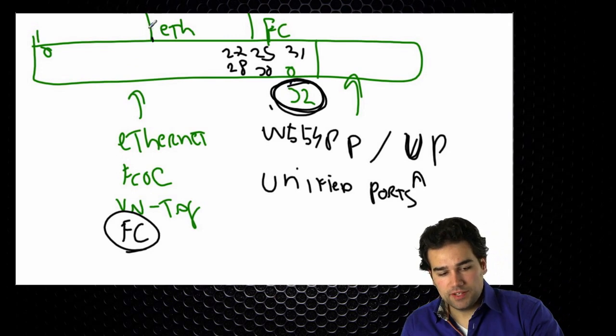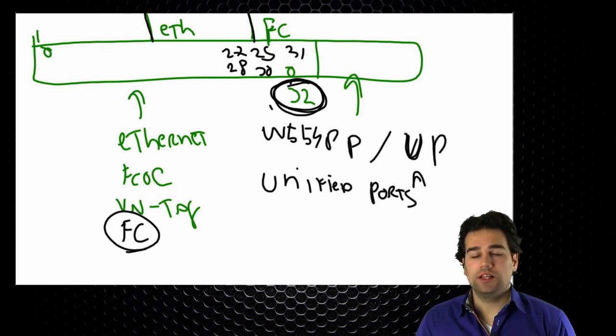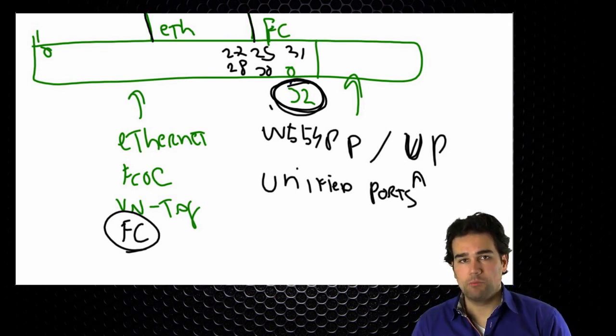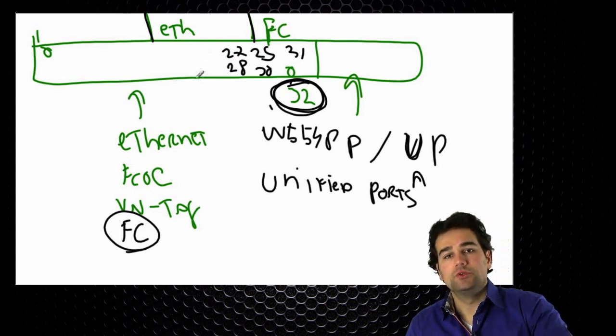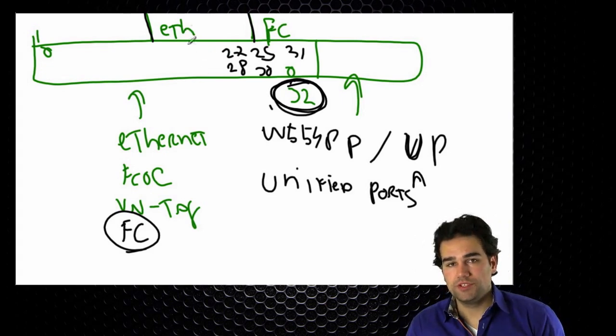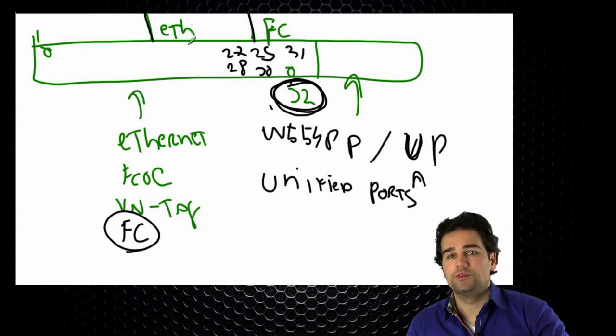So I'm running native Ethernet and native Fiber Channel as the uplink in my network here. I'm not running FCoE northbound to the network. I'm just using FCoE southbound to the servers.